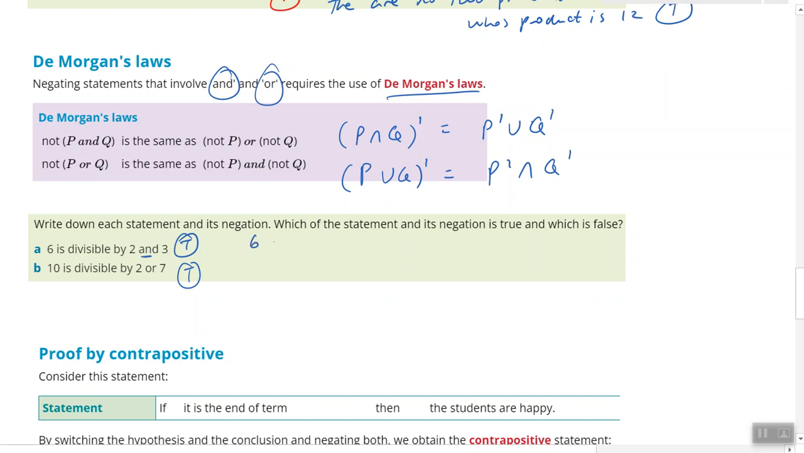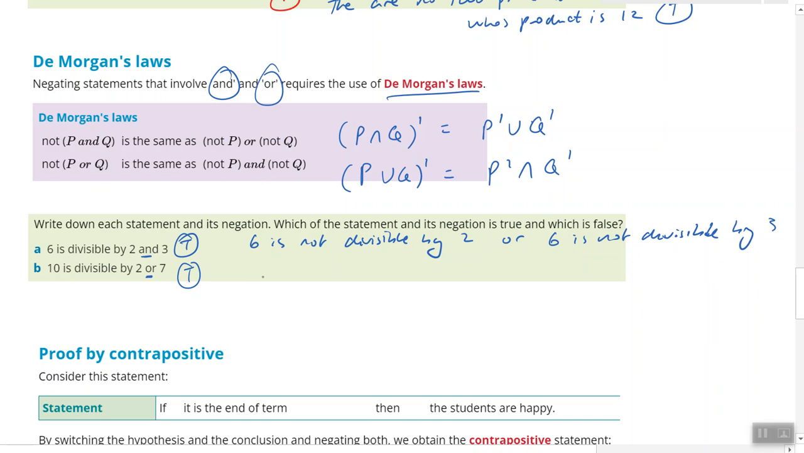Okay, so 6 is not divisible by 2, or, you see the or, 6 is not divisible by 3. Okay. Similarly, this is an or statement originally. So if you have an or statement originally, then it becomes an and in the negation.